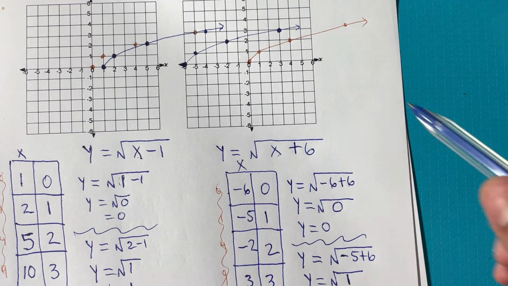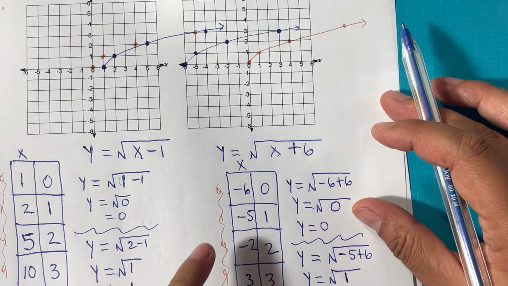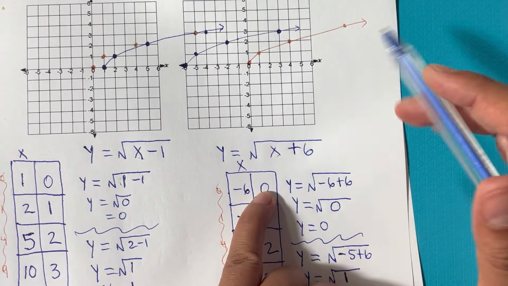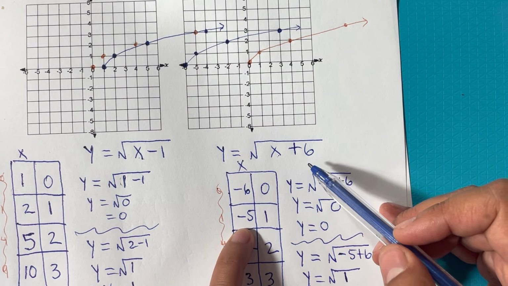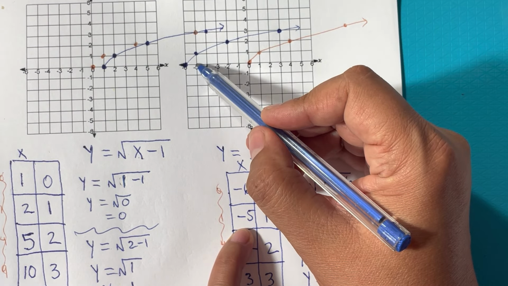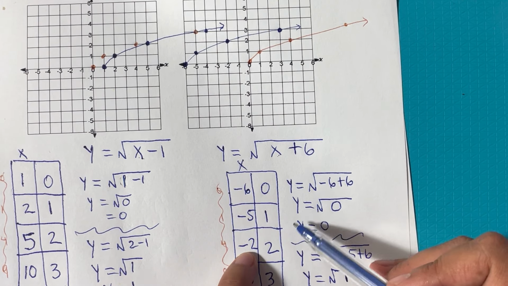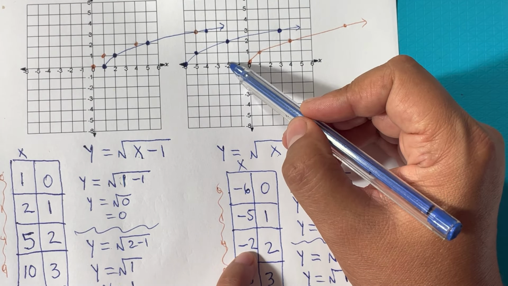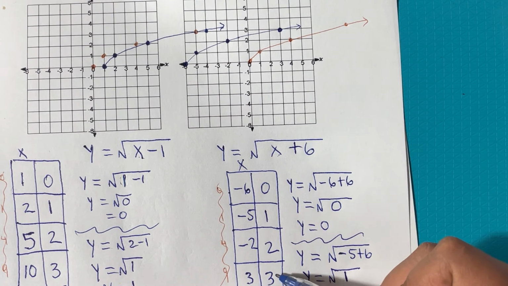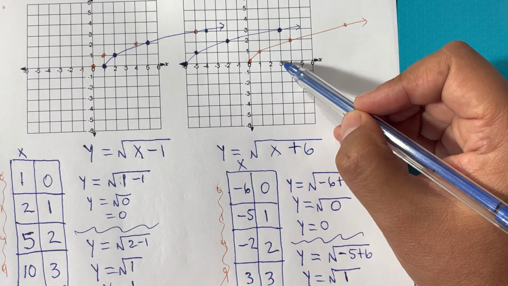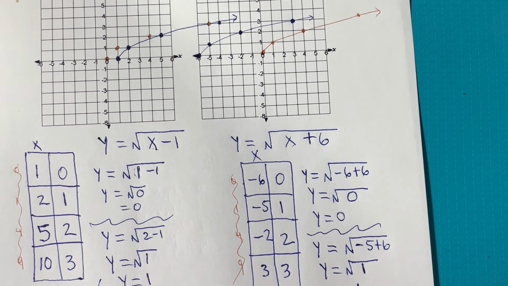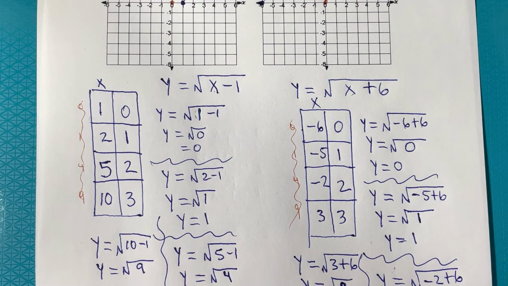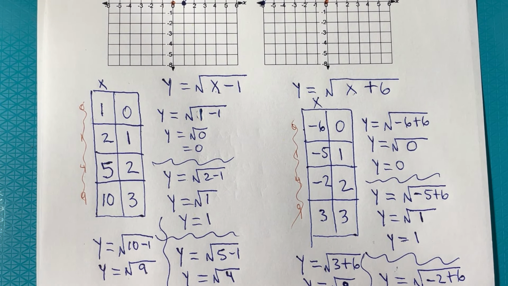And we already have the graph because we just did the mother graph and then the transformation. But let's verify. -6, 0 is right there. -5, positive 1 is right there. -2, positive 2 is right there. And positive 3, positive 3 is right there. So that's the transformation. And we did it both with the mother graph and also with the table. Ask your teacher if either one is okay or if they prefer to see the table.